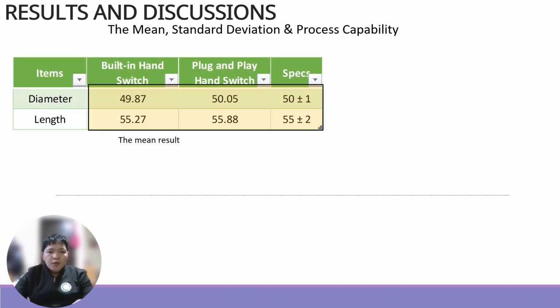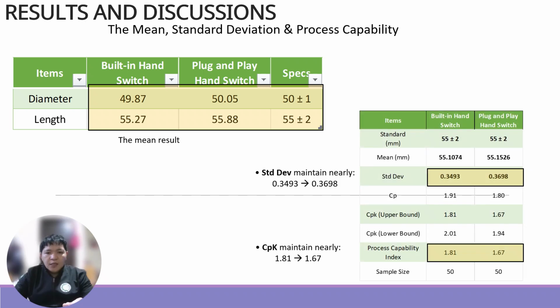For the result of the mean, the dimensions of diameter and length are both within the specification limit for built-in and plug-and-play hand switch. Also for the standard deviation, it is very near to each other, or very comparable. And also for the CPK, it is maintained nearly on both items, and it also achieves the condition of 1.33 CPK, which is the ideal in the production line. So the aim is to maintain similar results for both devices used.